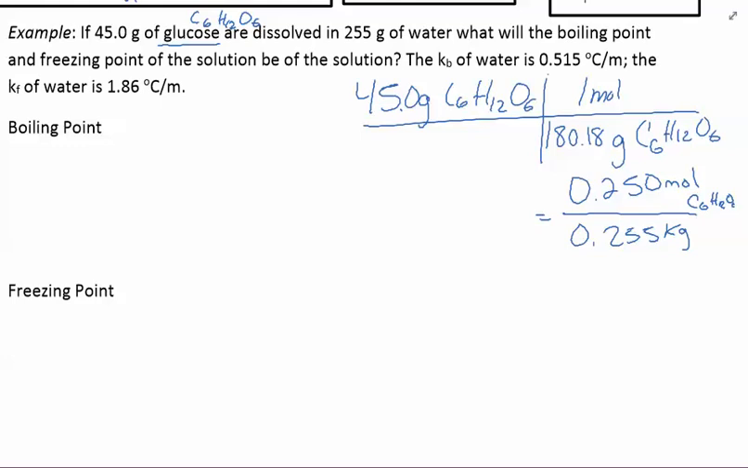Just a reminder, sig figs do matter here. We have 3 sig figs in our mass, so our moles has 3 sig figs. We have 3 sig figs in our mass of our water, so we have 3 sig figs. So our answer will have 3 sig figs.